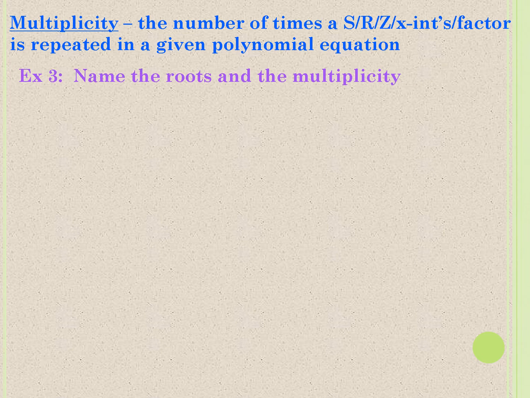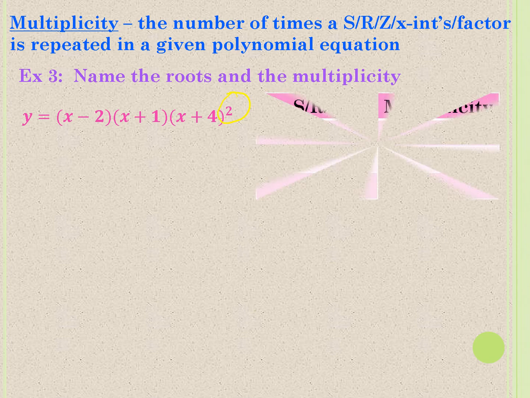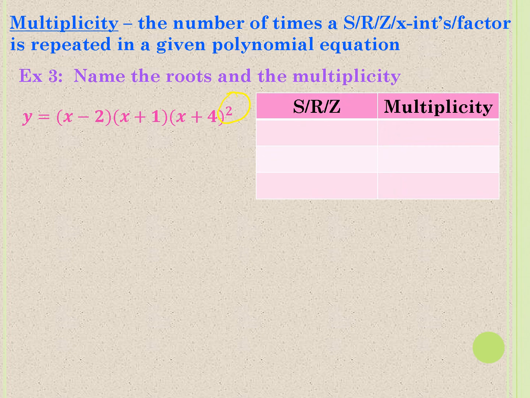So let's look at naming the roots and the multiplicity. So when I look at this equation, it's in factored form. Now, if it's in factored form, the exponent tells me its multiplicity. So let's look at our first zero. Well, my first zero is x minus 2. So since it's x minus 2, that means 2 is the root. Now, how many times does that appear? Well, its exponent is an understood 1.